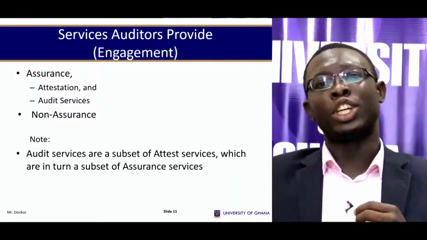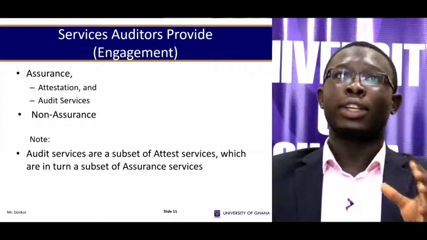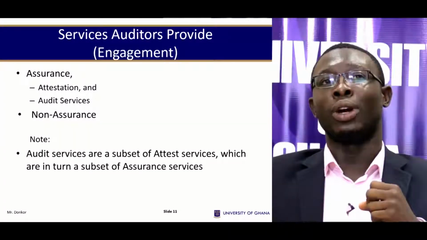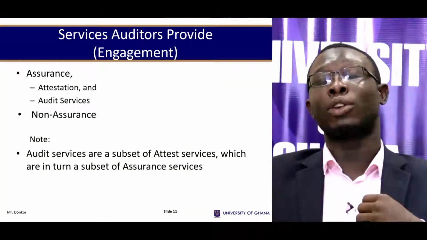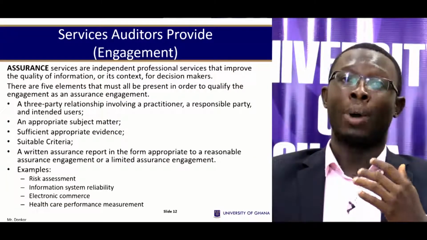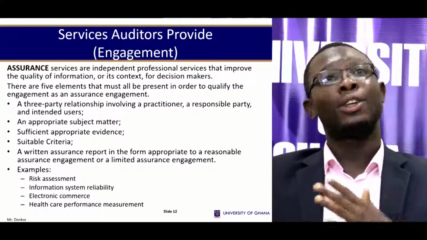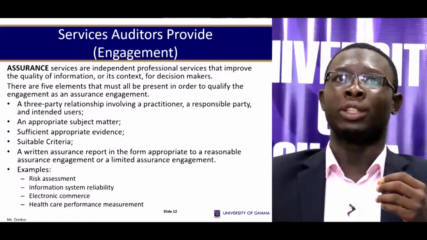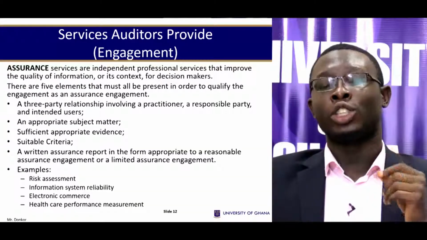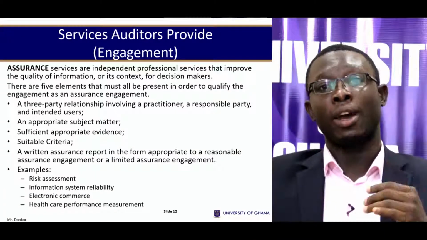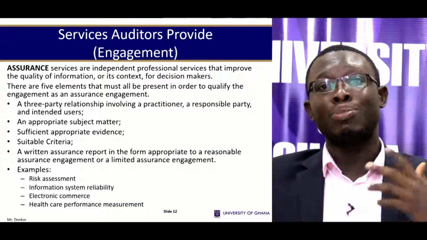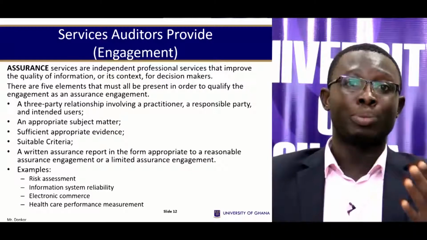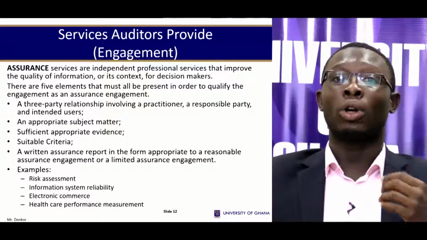Now, what is this engagement? What is this auditor's work? The service auditors provide has been grouped into 2 main: assurance and non-assurance. Audit services fall part of the assurance, which we are going to know more about very soon. What is assurance? Assurance services are independent professional services that improve the quality of information or its context for decision makers. So what are we saying here? Any possible thing that is done to improve the quality of an information for users' attention, to benefit users for decision purposes, we are calling it assurance.